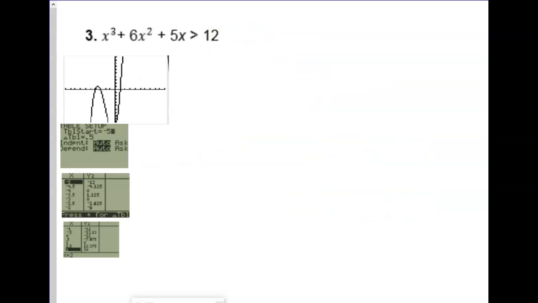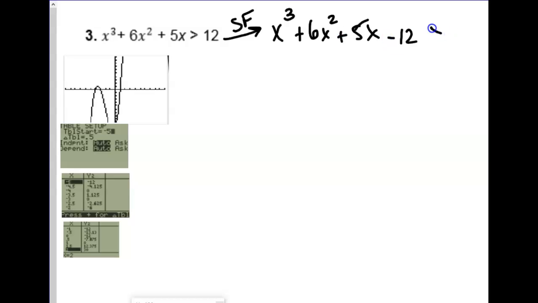Number 3. Now, first of all, is number 3 in standard form? No. Okay, so do a little work. And this goes for today and tomorrow. Always has to be in standard form. So x to the third plus 6x squared plus 5x, and then you want to subtract the 12 over. Now I want to know where this polynomial is greater than 0.